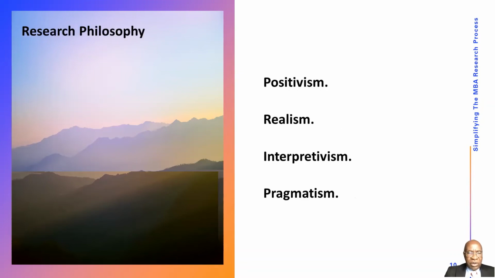Let's look at the first one, which is the research philosophy. So this is the outer layer of the onion. You have 4 different philosophies or research philosophies. You have positivism, you have realism, you have interpretivism, and you also have pragmatism.